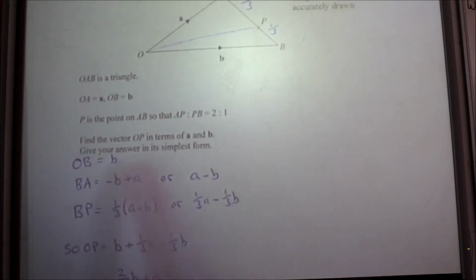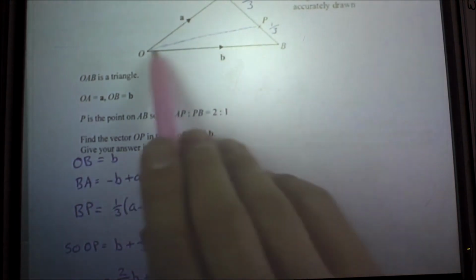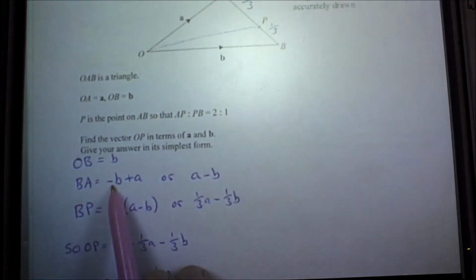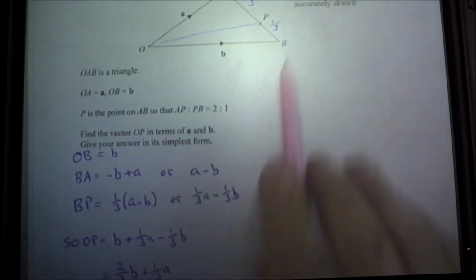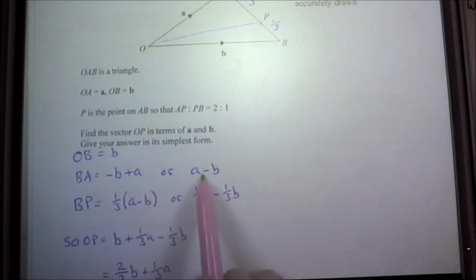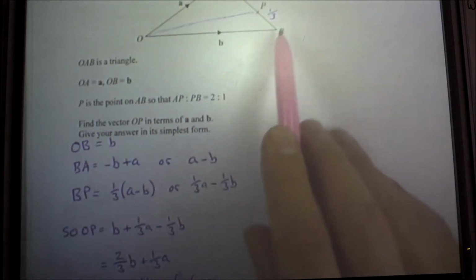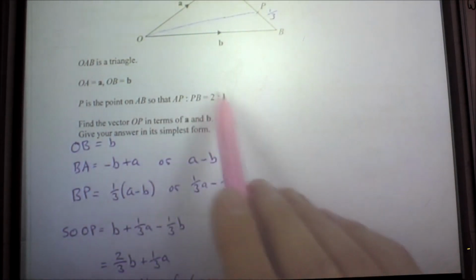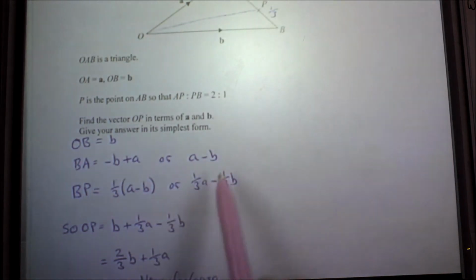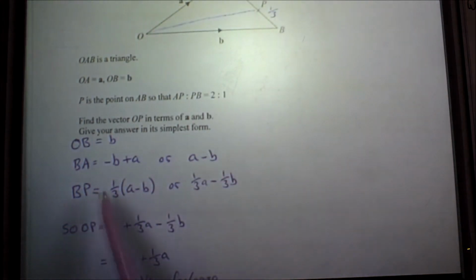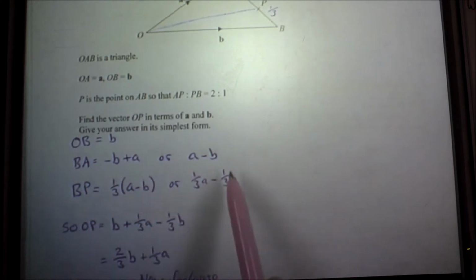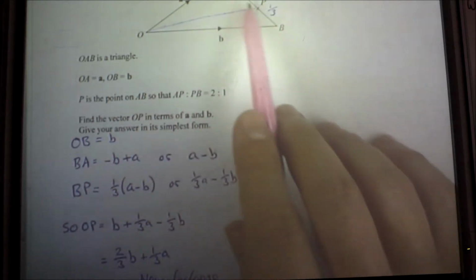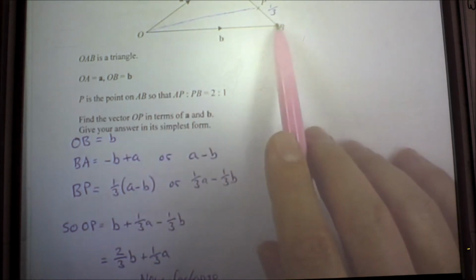It's fairly obvious. B to A, so how do you get from point B to point A? You go back along B and up A. So minus B add A, or A take B. It's probably a nice way of writing it. So B to P is a third of that, because it's a third of the way along there, because you're told about the ratios here, 2/3 and 1/3. So B to P is a third A take B, a third of that, multiplied out, a third A take a third B. So O to P is along here and a third of the way up there.